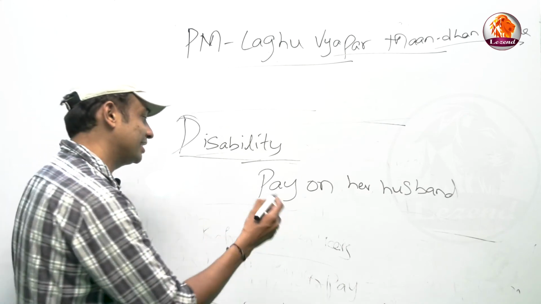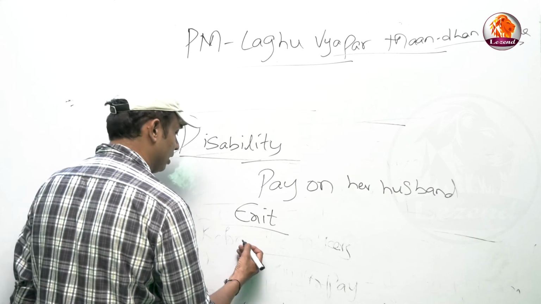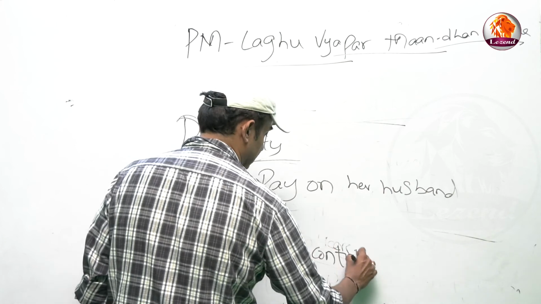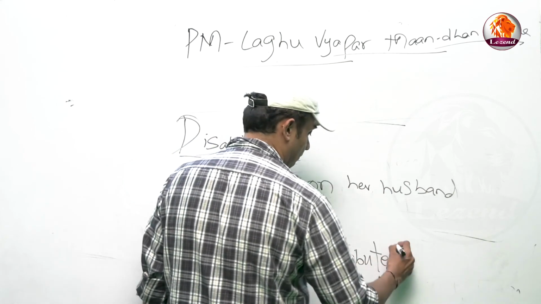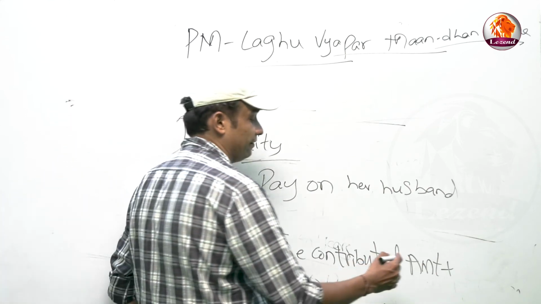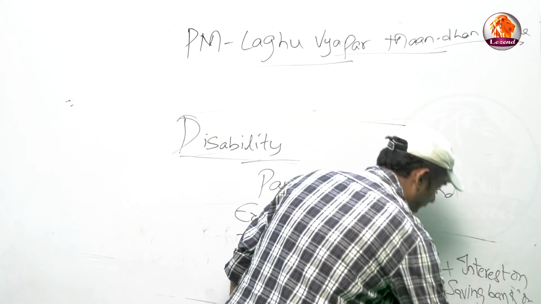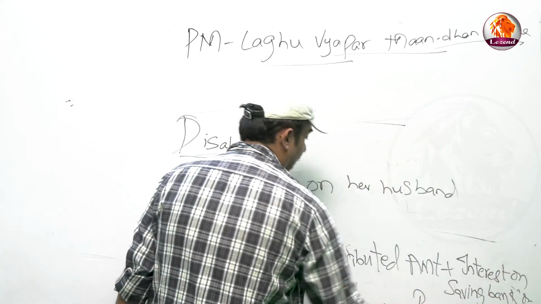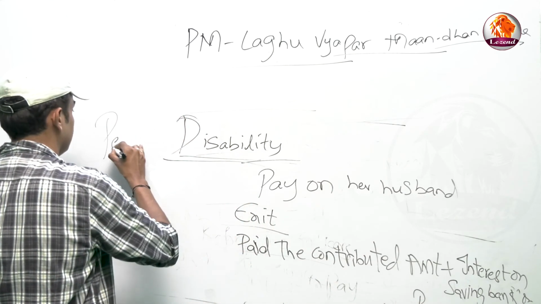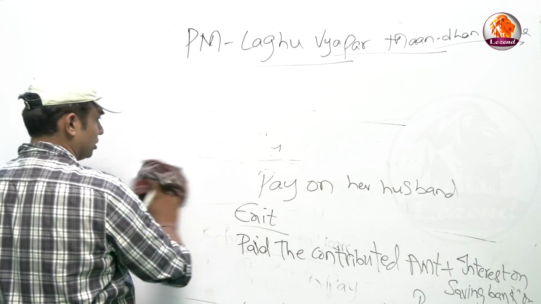Or if she wants to exit the scheme, she will be paid the contributed amount plus the interest on savings bank or pension fund, whichever is higher, only in the clause of permanent disability, guys. Permanent. Okay.